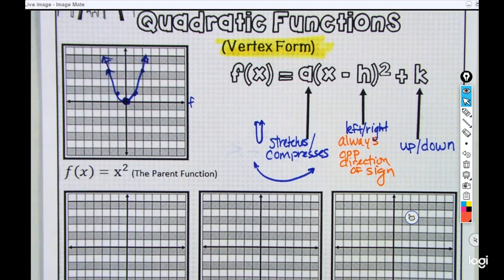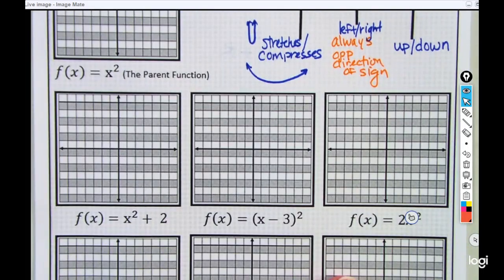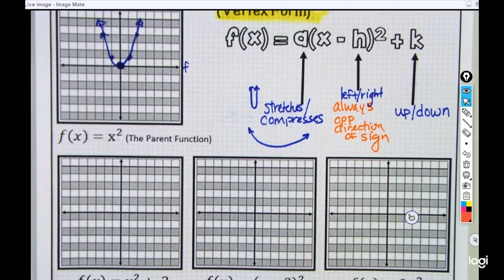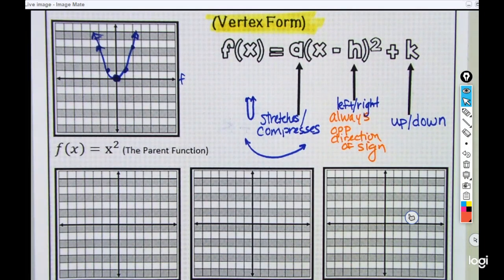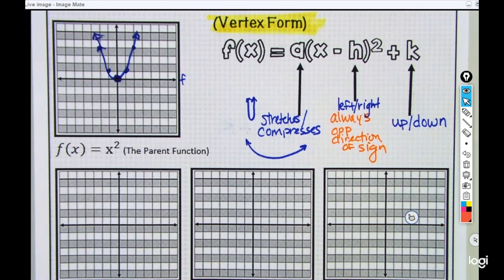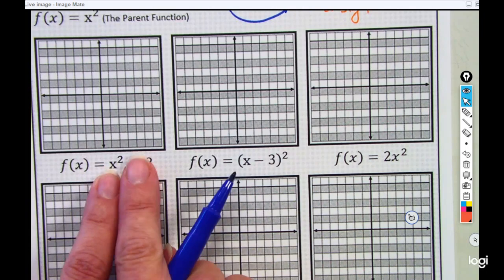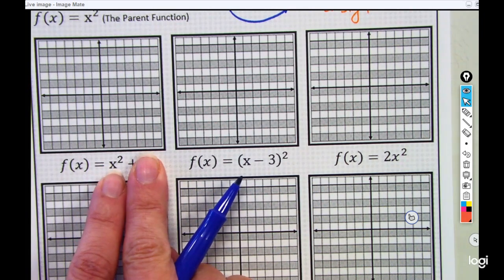Now that we know what our parent function looks like, we're going to move it around. Okay? Still see some note takers, so I'm giving you just a second. Okay. Do you recognize the x squared? Is that what we graphed just a second ago? Yeah, for sure it is.